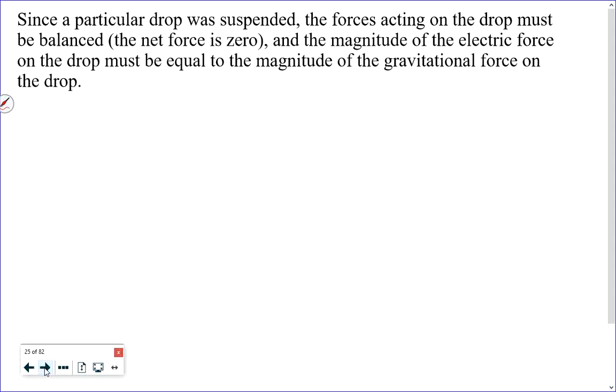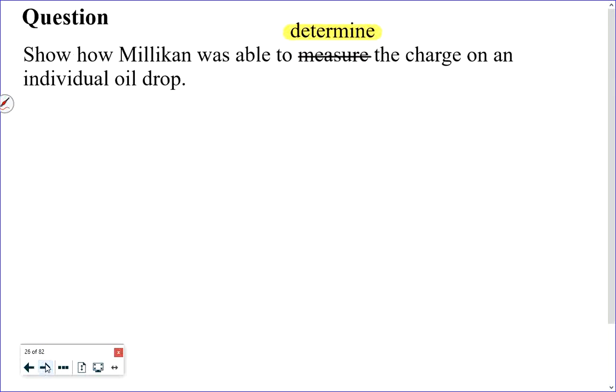So, since a particular drop was suspended, the forces acting on the drop must be balanced, and the magnitude of the electric force and the magnitude of the gravitational force have to be equal. So how is Millikan able to determine the charge on the drop? I've crossed off measured because measured sounds like he's measuring it directly. He's not. He's determining the charge on the drop by measuring other things.